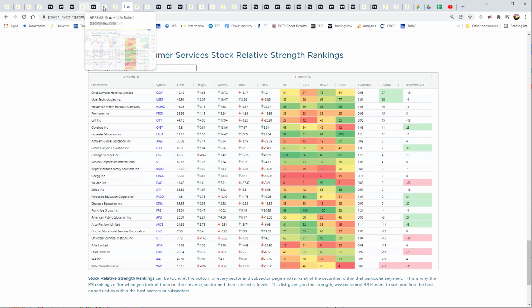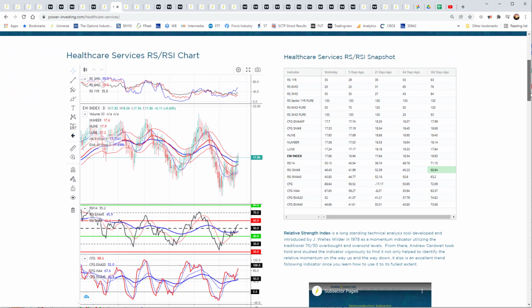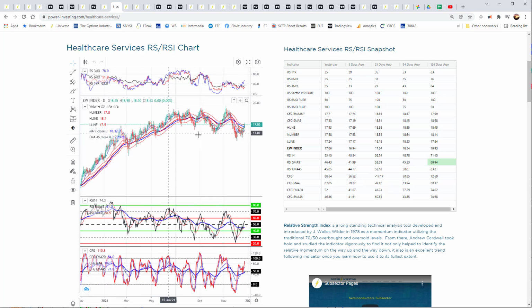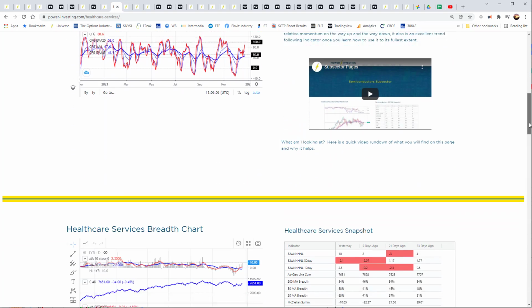Now, the next one we're going to take a look at here is healthcare services. Healthcare services is kind of the forgotten area in healthcare, but as you can see, it's really held up well during all this. It just finally came down in November with everything else, made a higher low, and has now already made a higher high. Now, the RSI is still in a bear range, so we want to keep an eye on that, but price is starting to confirm here.